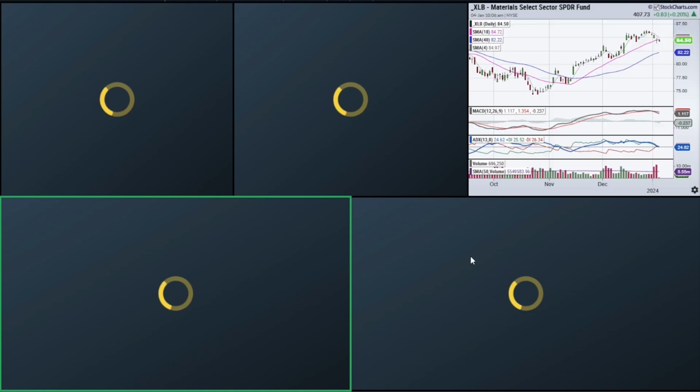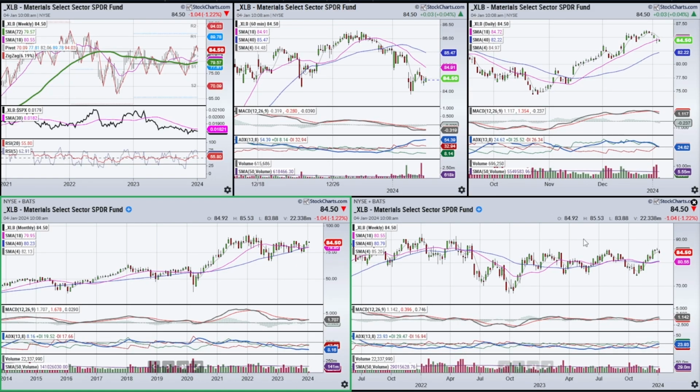All right, I do want to go through and take a quick peek at what areas I think look the most attractive as we move into this new year. Number one, I would say, is looking at the materials sector.